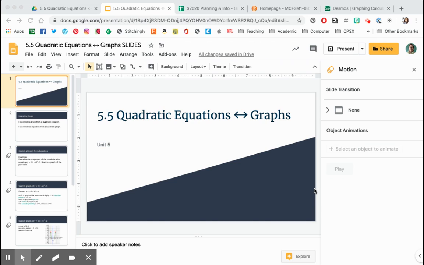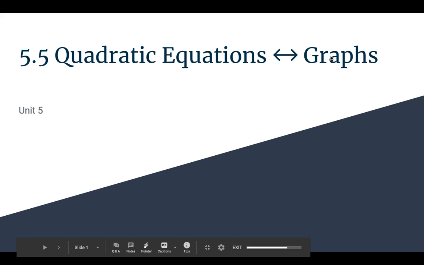The past couple lessons have been working with transformations of quadratic equations. Today, we're going to go back and forth between quadratic equations and their graphs. Let's just go into presentation mode here.